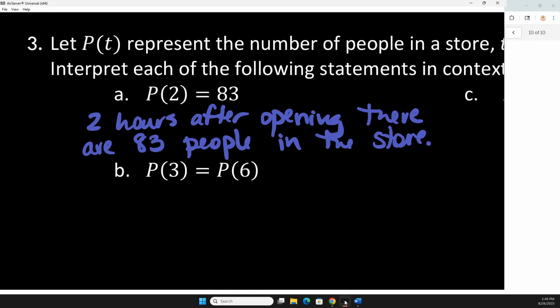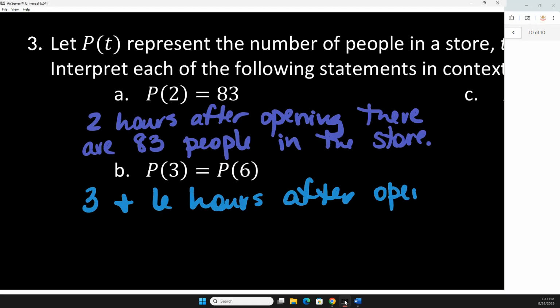Alright, B is kind of weird. So on B we have that P of 3 is equal to P of 6. So what do you think that means in the context of the problem? Yeah, there is the same number of people as there are 6 hours after open. Exactly. So 3 and 6 hours after opening, there are the same number of people.